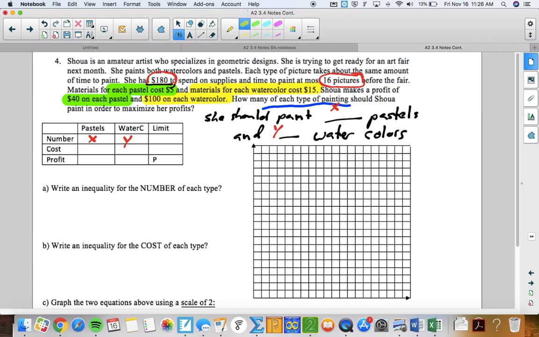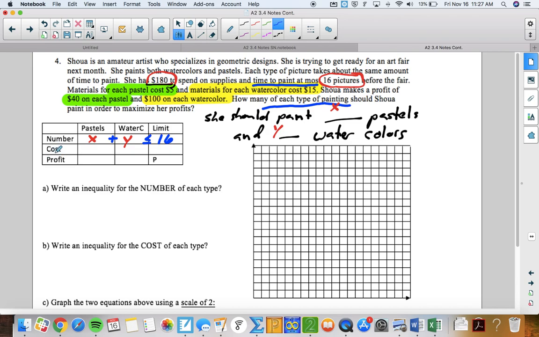So one constraint is, first of all, that she can only make 16 pictures. She has time to make 16 pictures. X is the number of pastels, Y is the number of watercolors. When you add up the total number, X plus Y, it has to be less than or equal to 16. That's 16 paintings or fewer.